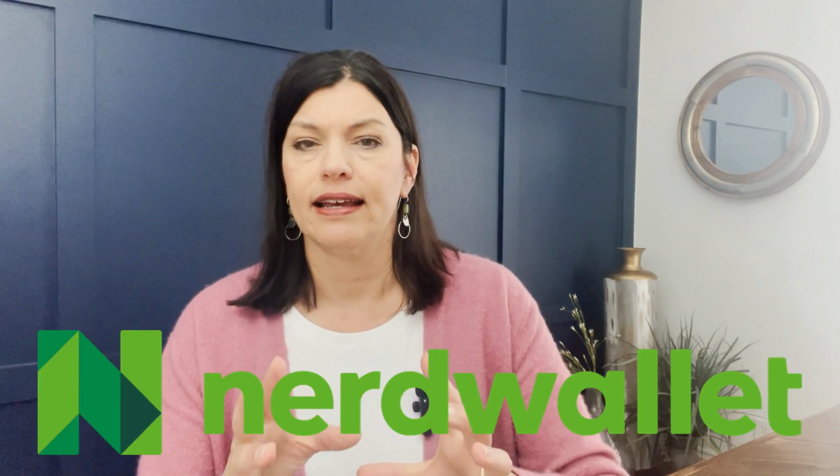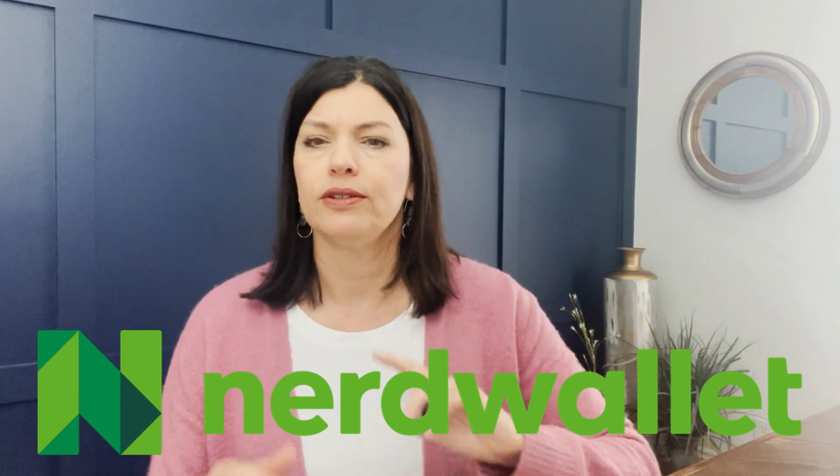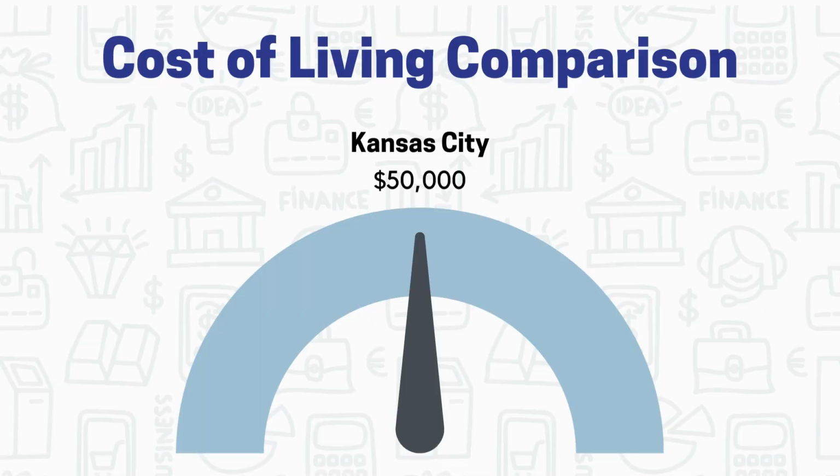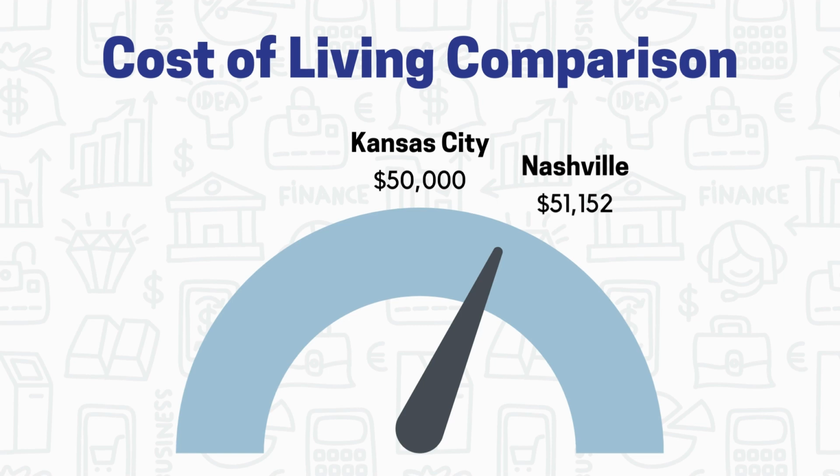So one more thing I want to show you. NerdWallet is a website that has some really cool information, so you may want to check it out. On NerdWallet, you can compare cities. For instance, I compared Kansas City to Nashville and Kansas City to Dallas, and I put in $50,000 as how much money somebody makes. So if you were living in Kansas City on $50,000, what would it be like in Nashville? What it comes up with is that in Nashville, you would need $51,152 for the same type of living as you would in Kansas City. So a little bit higher.